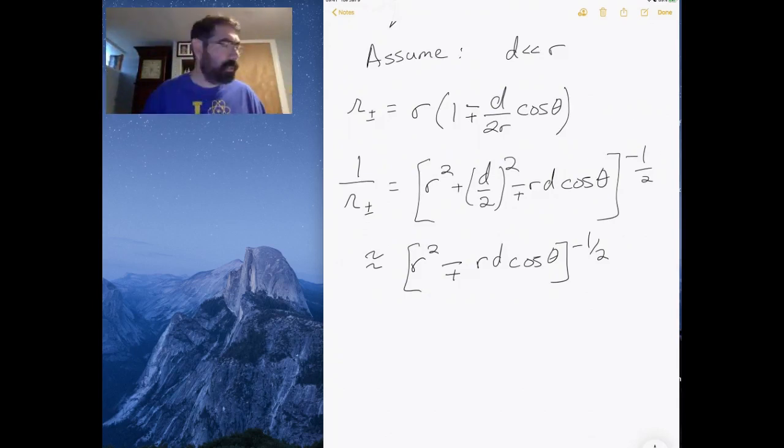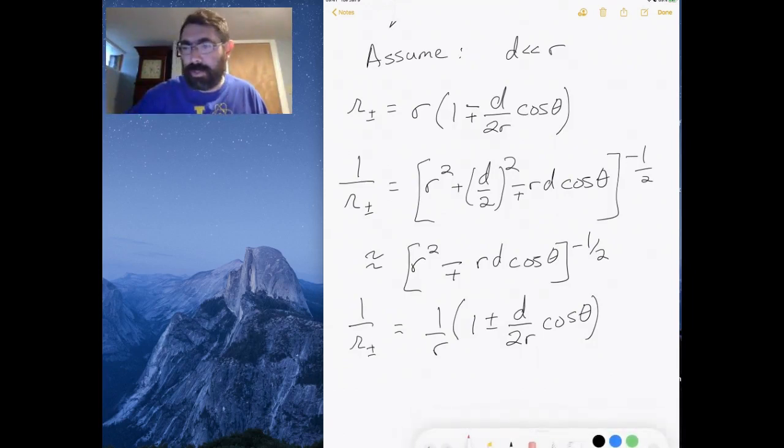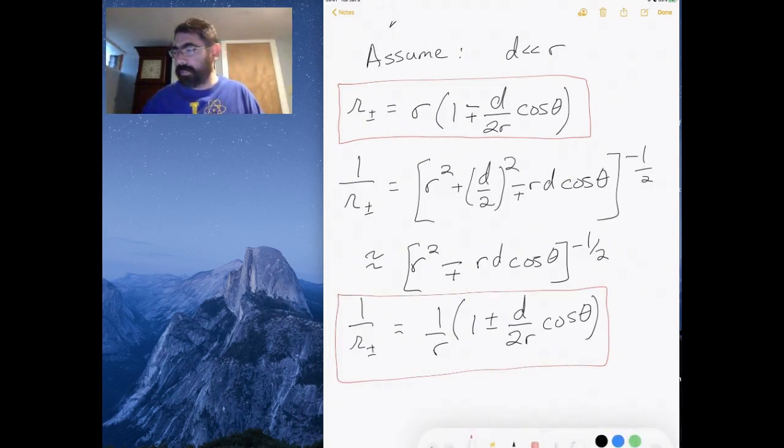Now we apply a binomial expansion, and what we get is 1 over r times (1 plus or minus, because we have the minus 1/2 in the exponent, d over 2r cosine theta). Okay, so we basically now have expanded out our distances. So we now have an approximation for r plus and minus, and we have an approximation for 1 over r plus and minus.